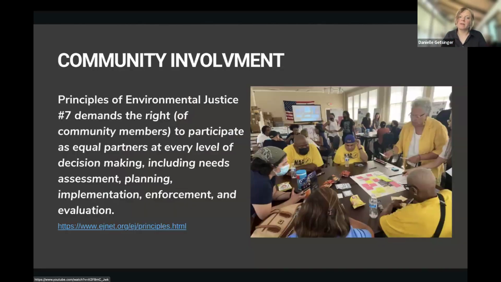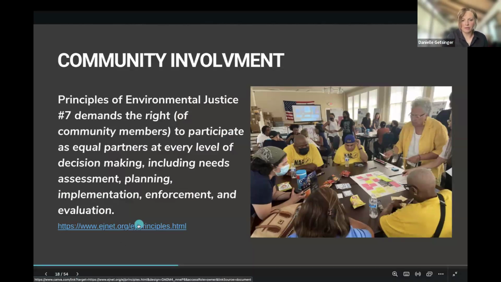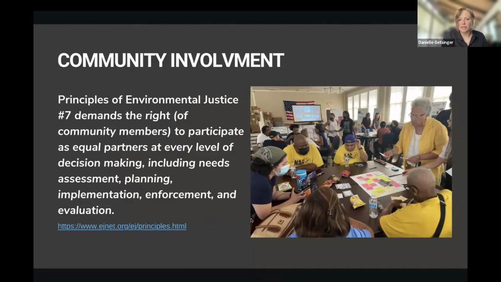Just one example. Community involvement, really grounded in the principles of environmental justice. Many of you might know of the 17 principles of environmental justice. There's a link below here. But principle number 7 really resonates with brownfields redevelopment. It demands the right of community members to participate as equal partners at every level of decision-making, including needs assessment, planning, implementation, enforcement, and evaluation.